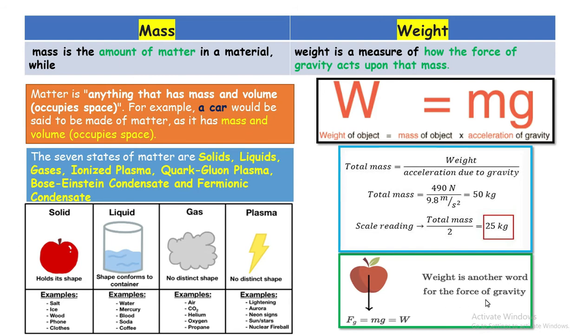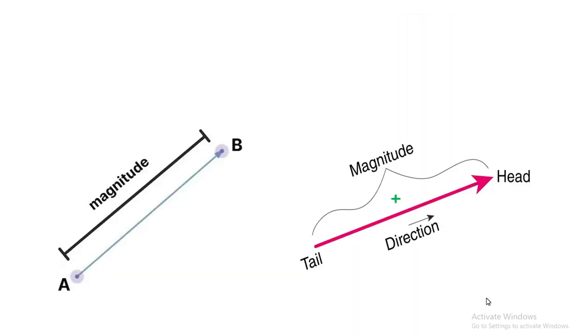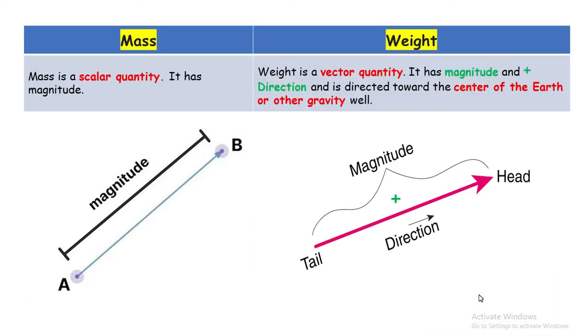In this difference between mass and weight, the next difference we will see is that mass is a scalar quantity and it has magnitude, that is length. When you are saying magnitude, the meaning is length. Weight is a vector quantity. It has magnitude and direction, that is length and direction, and it is directed towards the center of the earth or other gravity well. See here, you observe in mass we have only length or magnitude.